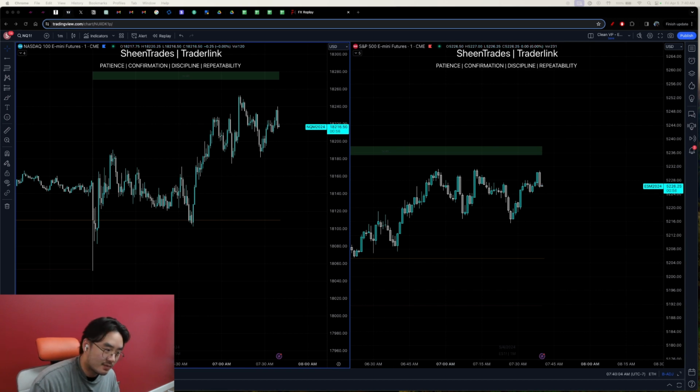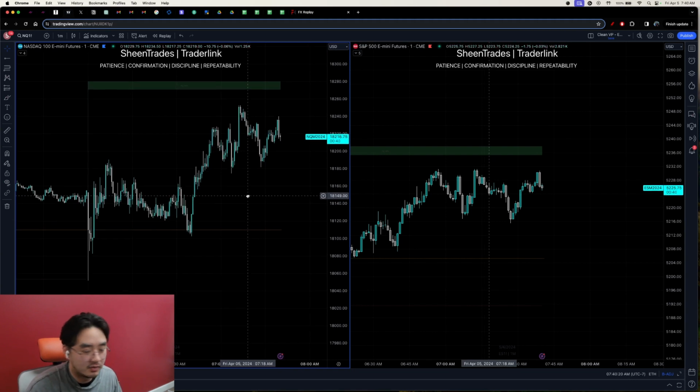So it is not an ICT concept. However, it has been popularized by ICT. This is an old Wyckoff method of finding potential reversal points. And we all know I'm a scalper, right?